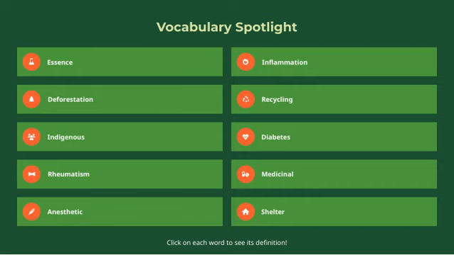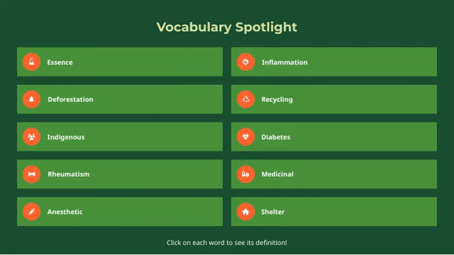Diabetes and rheumatism are health-related terms, chronic conditions that affect millions worldwide. Recognizing these helps us understand the importance of healthcare and medical advancements. Speaking of medicine, medicinal relates to substances used to treat or prevent illness, while anesthetic refers to drugs that numb pain during medical procedures. Finally, shelter is a fundamental human need, protecting us from the elements and providing safety.